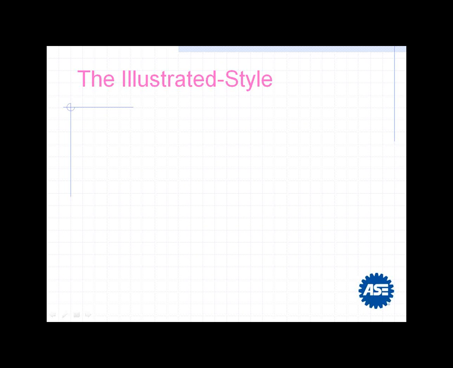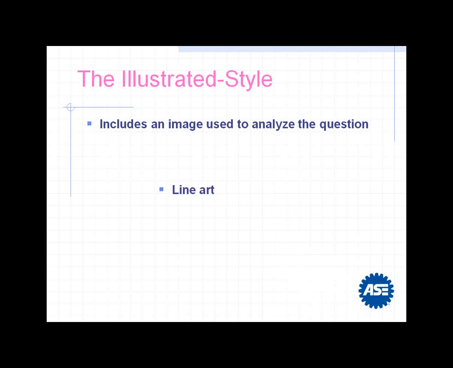Now, the most interesting and most popular style question that we use are the illustrated style questions. Illustrated, we use an image. The image is used to help us to analyze the question. Most of our illustrated questions use a line art type drawing, very good for depicting all types of things in our world, particularly electrical schematics. With the advent of moving to computer-based testing, we're having the opportunity to introduce color images. So don't be surprised if you pop open an ASE test and all of a sudden you see a color picture on the screen.